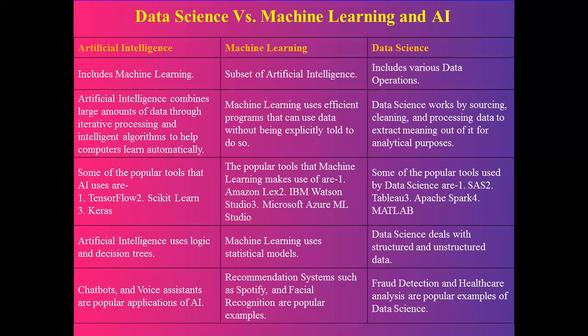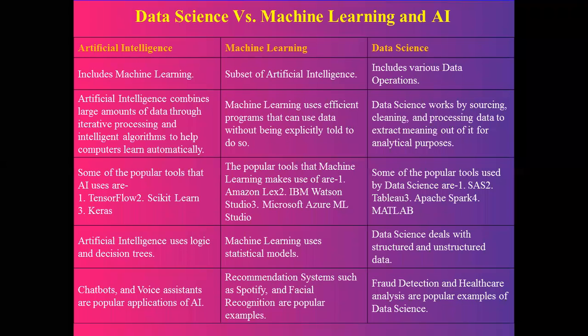Then artificial intelligence uses logic and decision trees. These are some techniques or algorithms which are used by artificial intelligence. So what does machine learning use? It uses statistical models. There are some statistical models or methods for machine learning to operate on the data. Data science deals with structured and unstructured data. I already told about structured data and unstructured data.